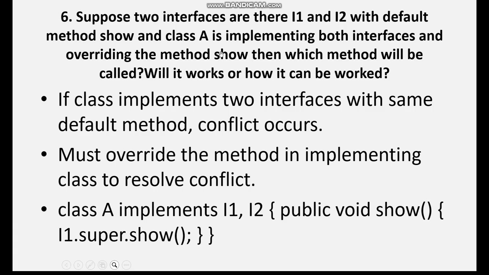And if it will throw an error, then how can we resolve this error? If a class implements two interfaces with the same default method, a conflict occurs, it will throw an error. You must override the method in the implementing class to resolve the conflict. So class A implements I1, I2, and this is the method we are overriding. Using the super keyword, InterfaceName.super is the most important, to call that particular method. So in this scenario, I1's show method will be called using super.